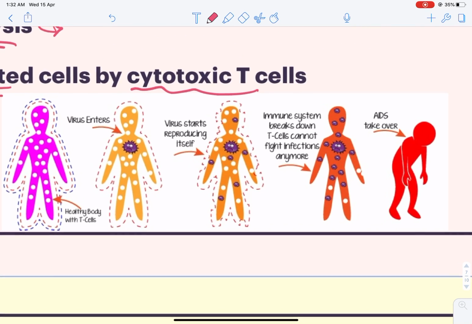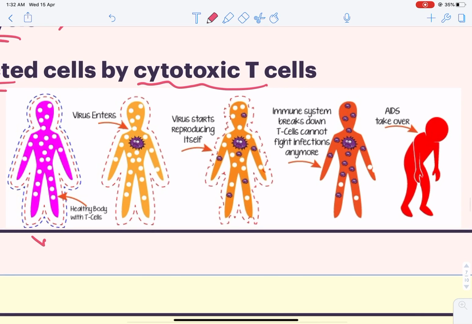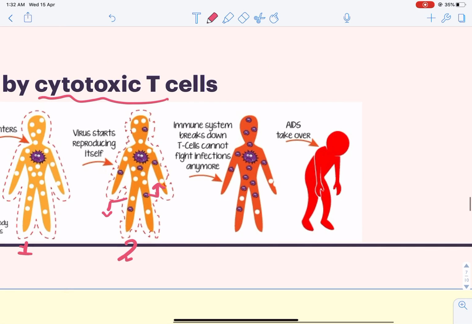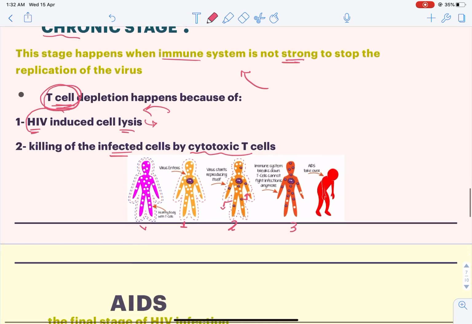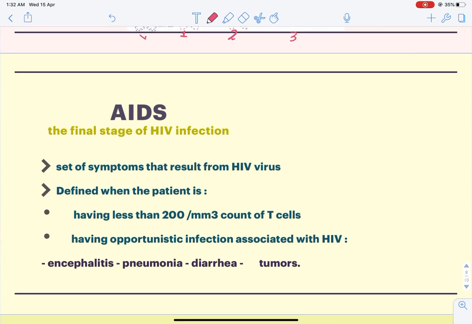We have here a picture to explain. This is a healthy body, and this is the first stage when the virus enters the human body and begins to infect it. And this is the chronic stage when the CD4 count is reduced and the viral count is increased because of its replication. And this is AIDS, the last stage, which I will explain in the next slide.